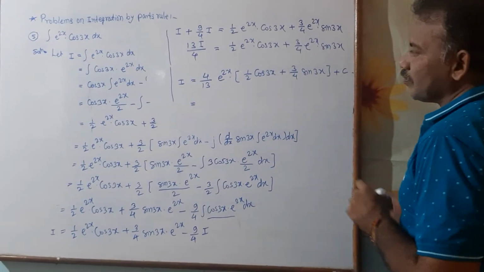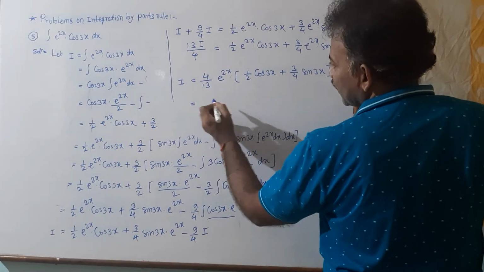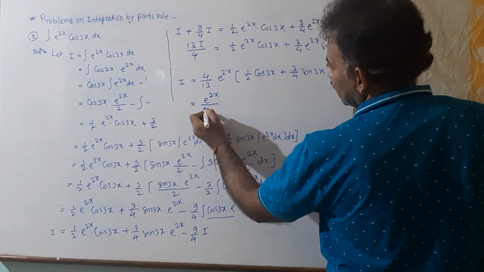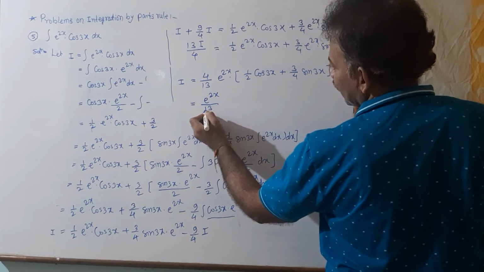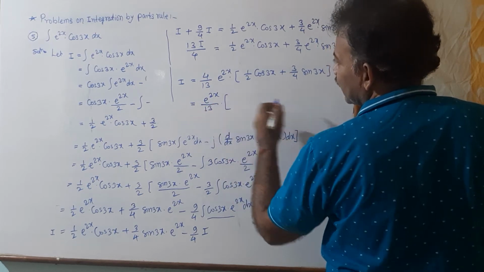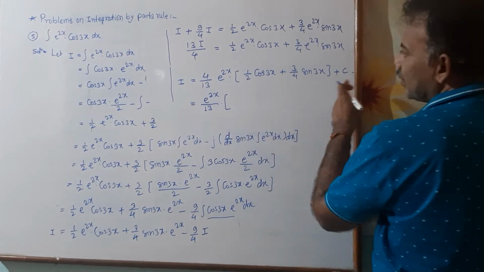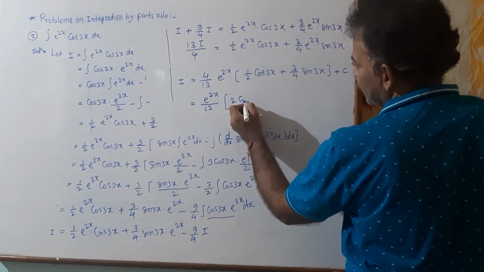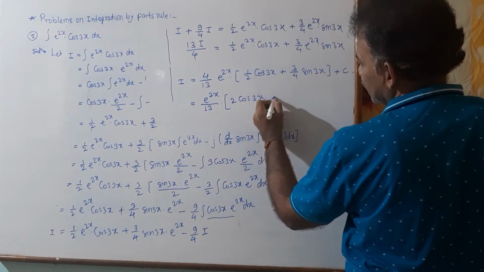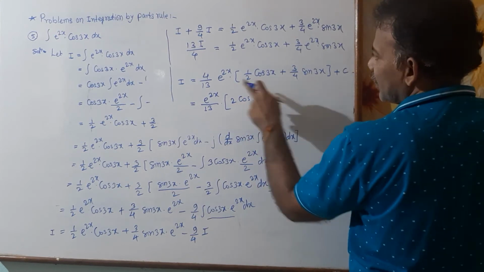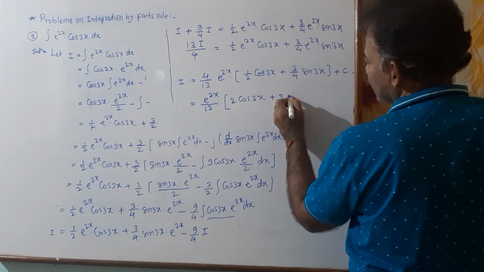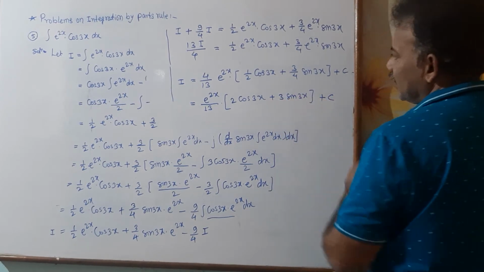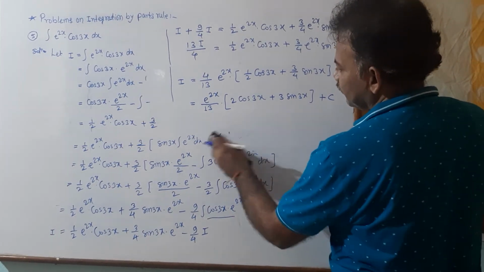this can be written e to the power 2x divided by 13. For simplification, we take this 4 inside the bracket, multiply by 4 to the bracket, 4 upon 2 we get here 2 into cos 3x plus, in the second term this 4 and this 4 cancel, plus 3 sin 3x plus c, and hence the solution is completed.